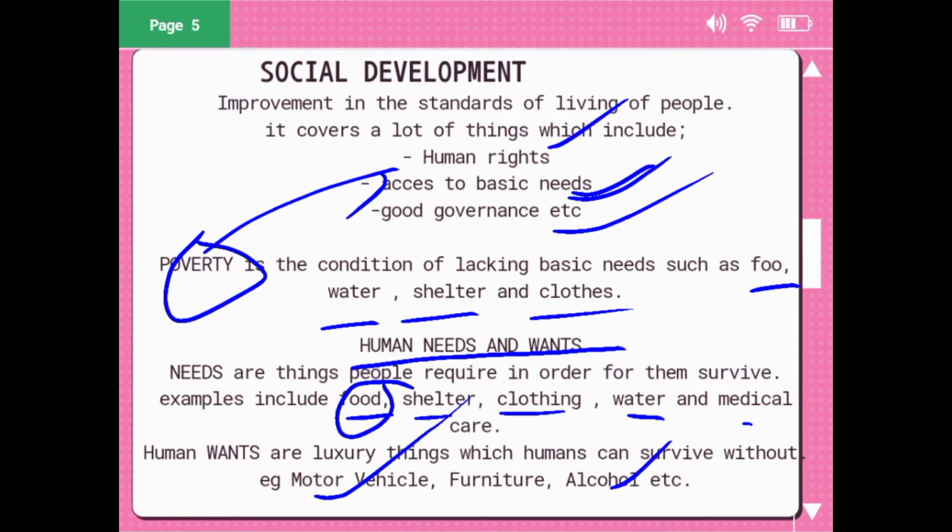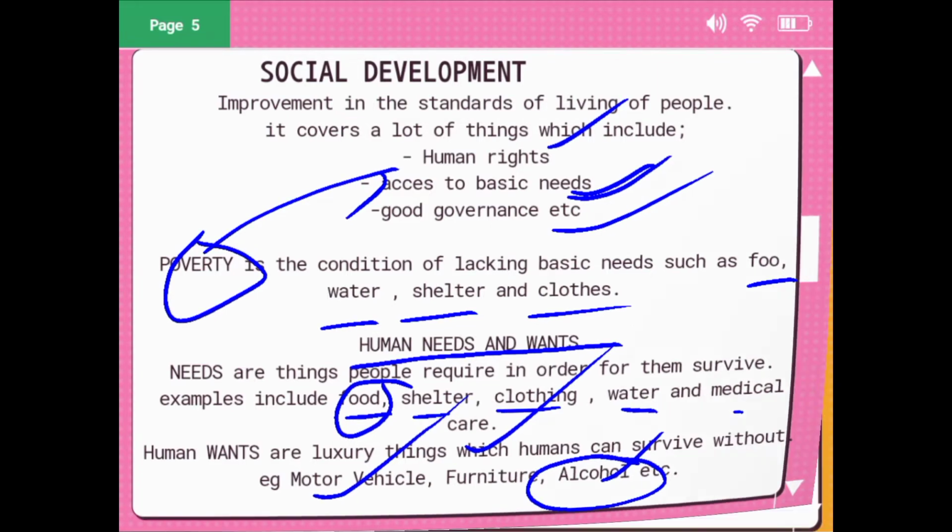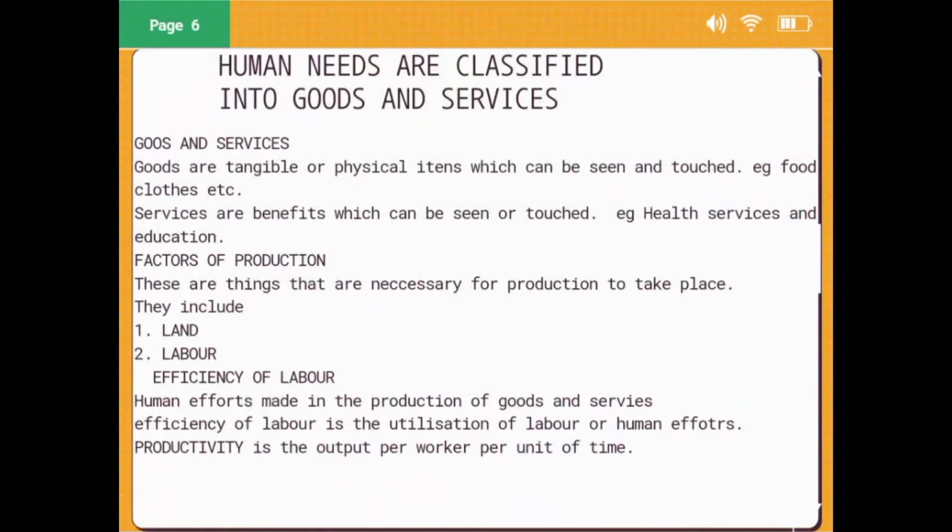Alcohol, some people may say it's a basic need. Furniture, all these things are referred to as what? Human wants. I don't want to talk about alcohol. People may say it's a want. Okay. Now, it was a commercial break.